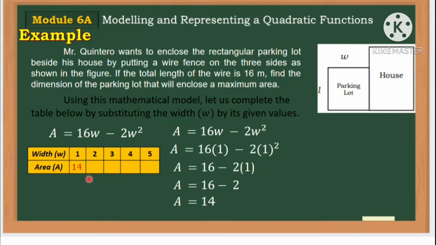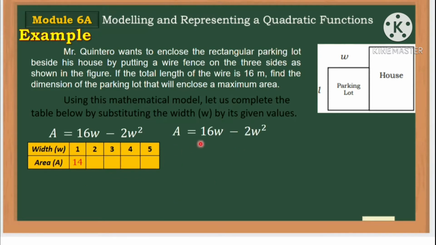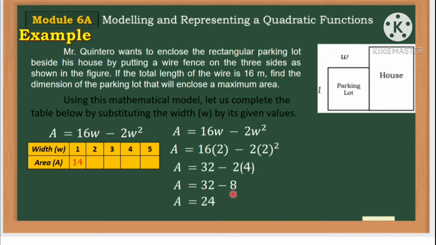How about if W is equal to 2? So, same. Palitan yung W ng 2. 16 times 2 is equal to 32. Then, this one, square. So, multiply by itself. 2 times 2 is equal to 4. And simplify this. 2 times 4 will give us negative 8. Subtract 32 minus 8 is equal to 24. So, kapag ang width natin ay 2, ang area natin ay 24.